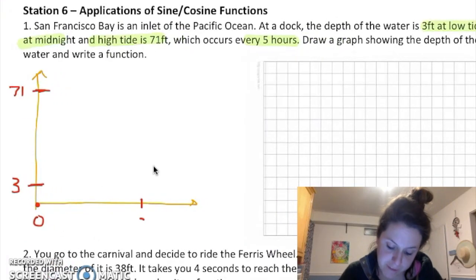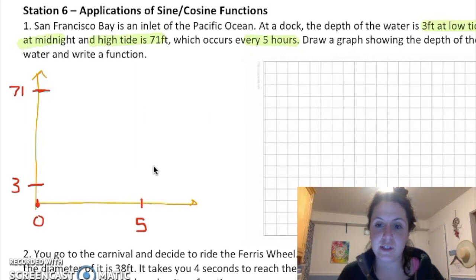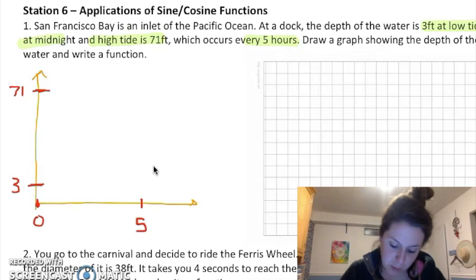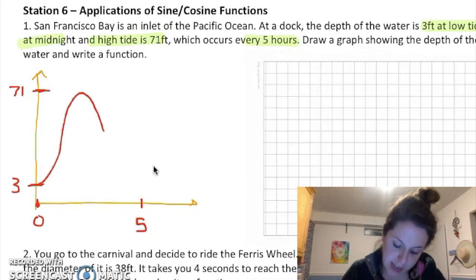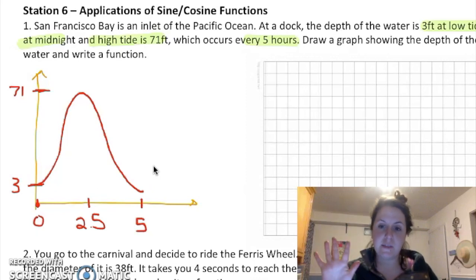So here's what I know. A full cycle will take 5 hours. Now, in this case, it's not starting at high tide. It's starting at low tide. And so what I know is it will be back to low tide in 5 hours. So this is going to be halfway between at 2.5 hours. Okay, because one full cycle is 5.